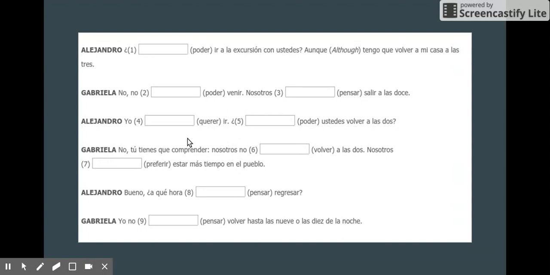Next one, yo querer ir. Well, remember, it's always the second E, but in this case, the ER at the end is part of the ending that gets removed and changed. So it would be this E, which in fact is the only E in the stem. So yo quiero ir. Quiero, yo quiero ir. And this one, poder ustedes volver, pueden ustedes.